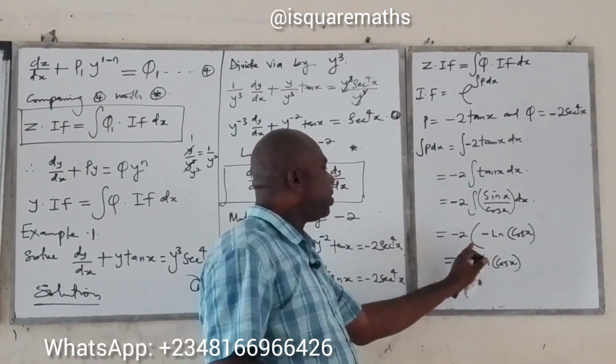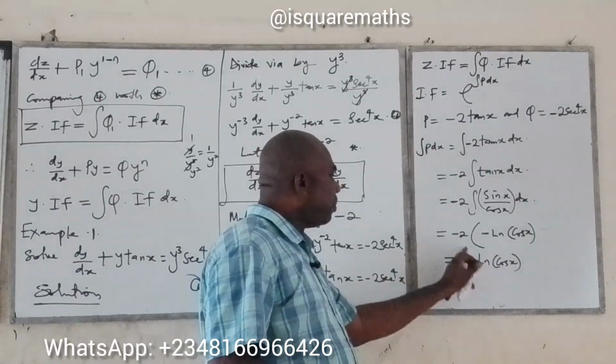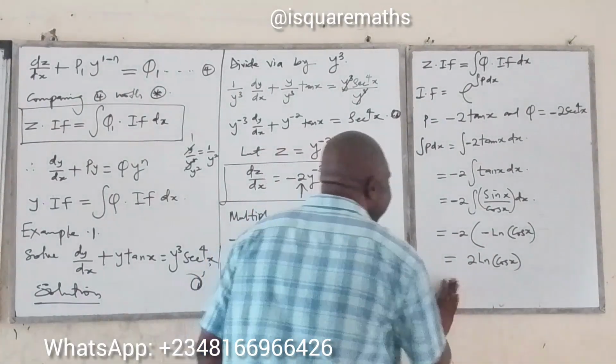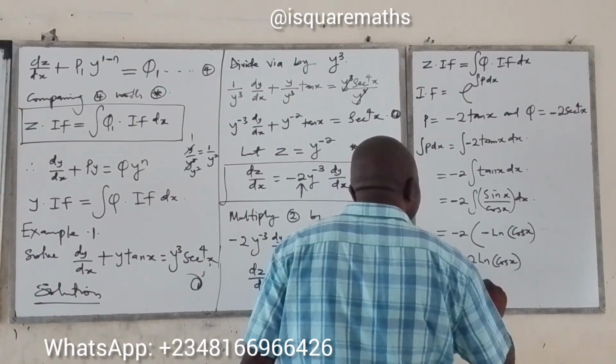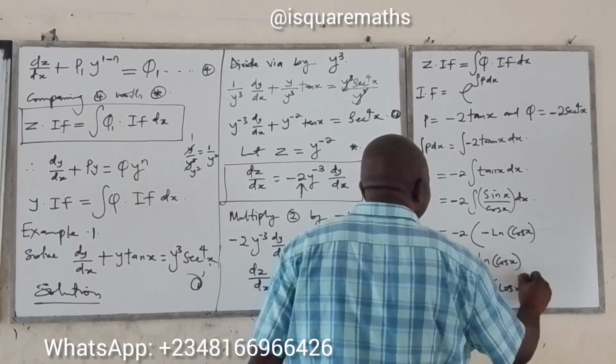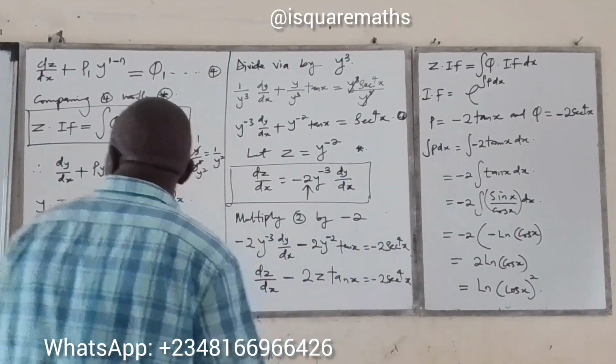Now this minus times the other minus is plus. So we have 2 ln cos x, and this is the same thing as saying ln cos x all squared.